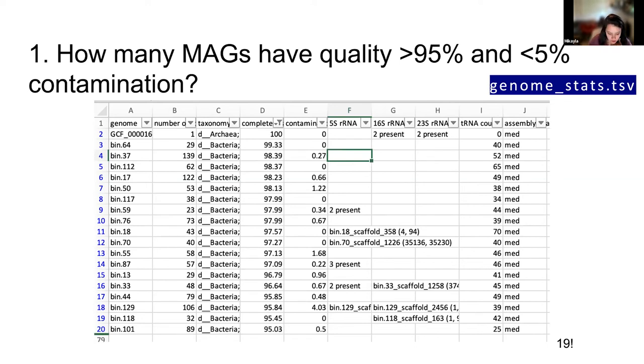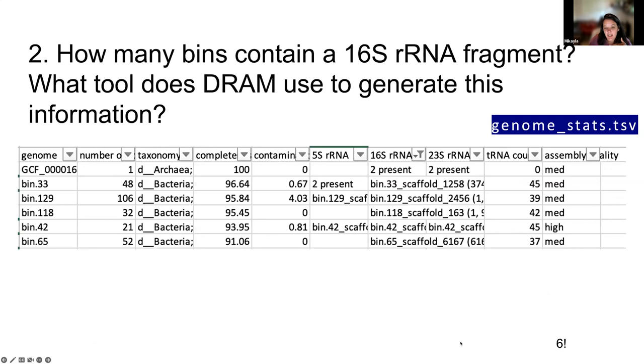The next question: how many bins contain a 16S rRNA fragment, and what tool does DRAM use to generate this information? DRAM uses Barrnap to classify 16S within your genomes. It also does 5S and 23S. You can see here which bins have a 16S rRNA present and where it's present. In this case, there are 6 genomes with a 16S fragment. It's cut off here, but in that file it tells you what scaffold it's on and from which base pair to which base pair. Again, that's in the genome_stats.tsv.